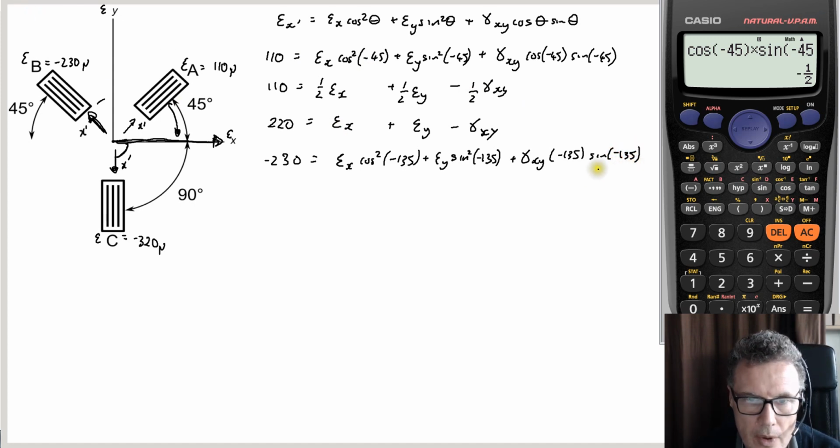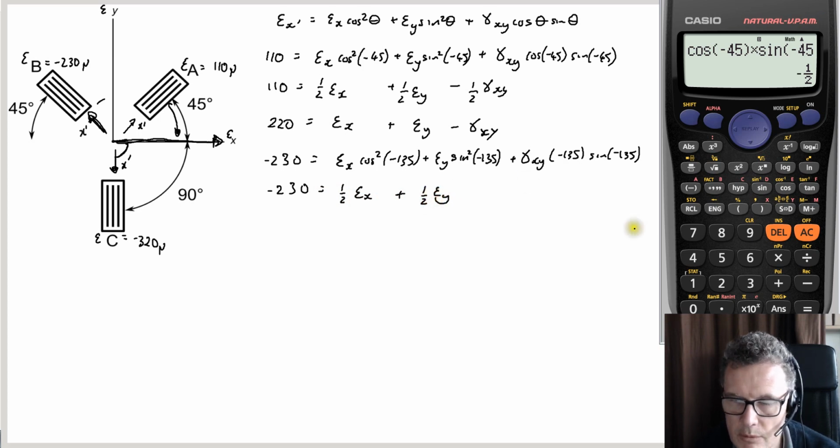Okie dokie. So what we're finding, because that's 45 degrees from that, we're going to get the same as above, only this one's going to become a positive. So minus 230, half that plus half that. Don't believe me.